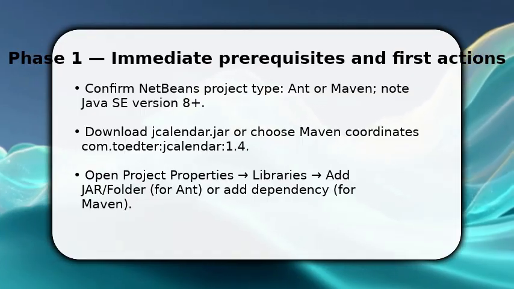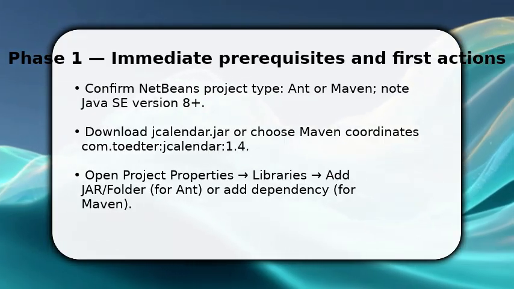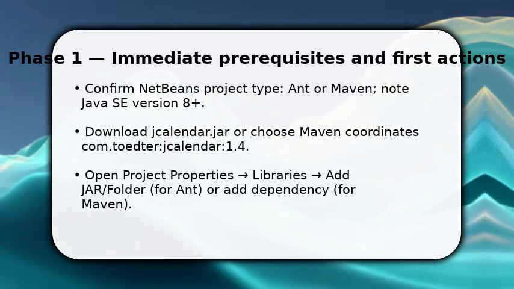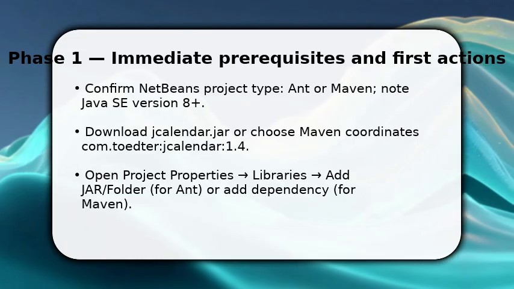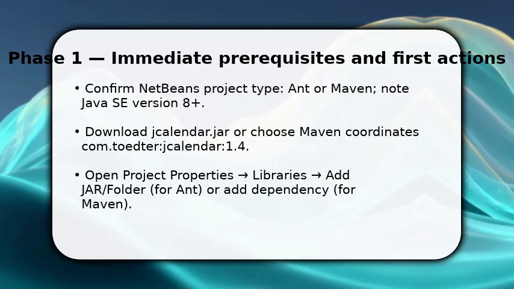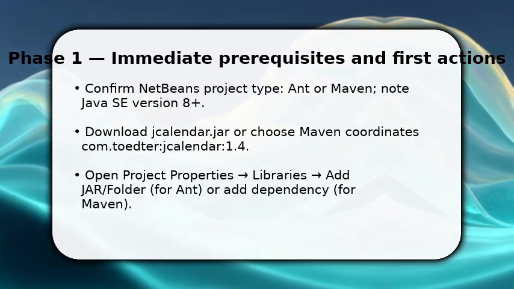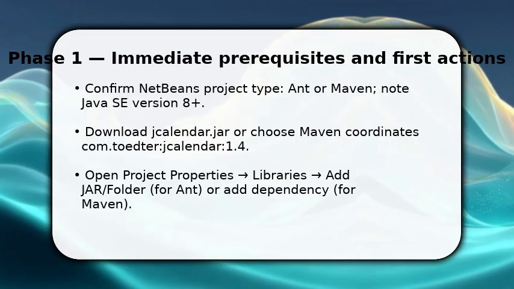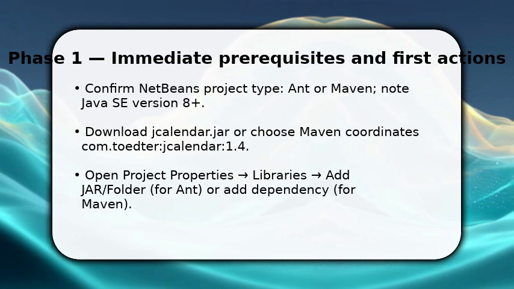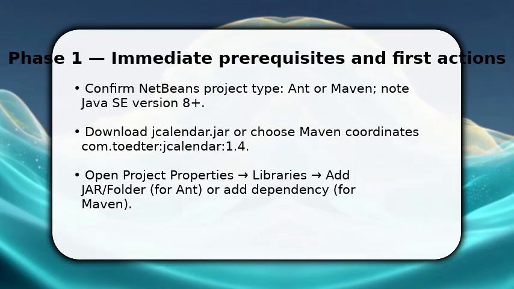You start by confirming the project type and Java version so the steps work predictably. Next, get the JCalendar artifact. Either download the JCalendar jar or copy the Maven coordinates com.toedter, jcalendar 1.4 into your pom.xml. Once you have the jar, open project properties, select libraries, and add the jar to the compile classpath. If you use Maven, add the dependency and run mvn clean package so NetBeans fetches it automatically. This makes the classes available to the IDE.